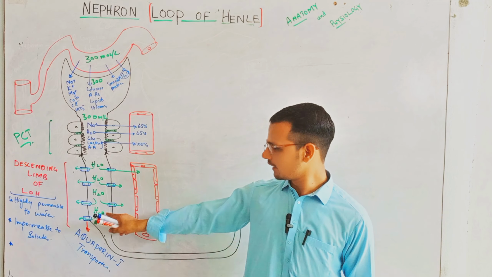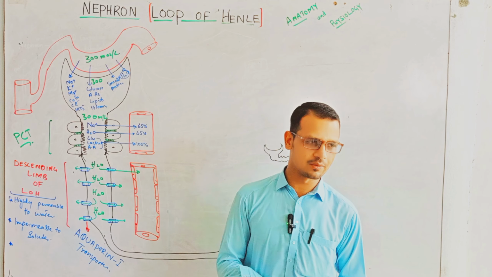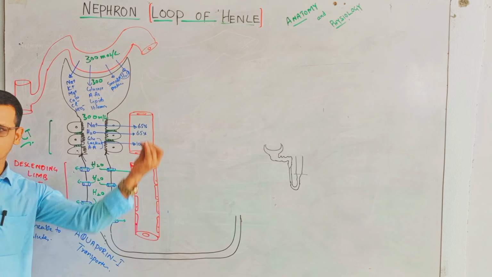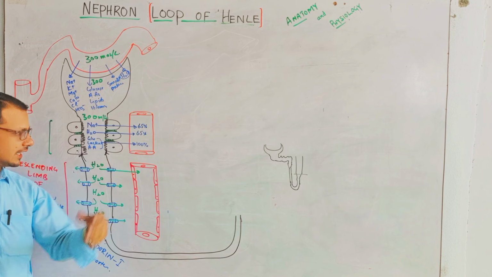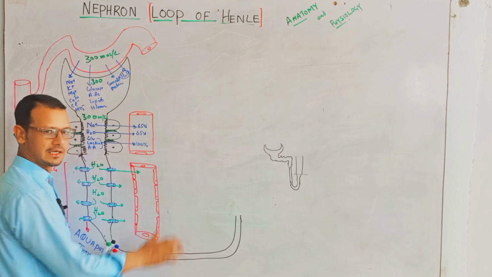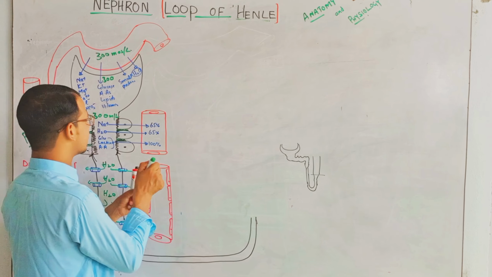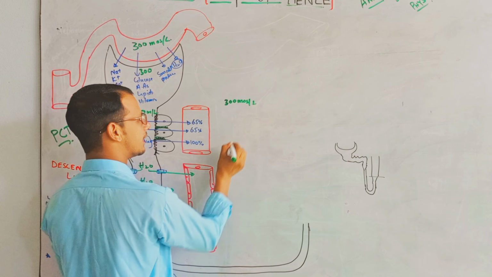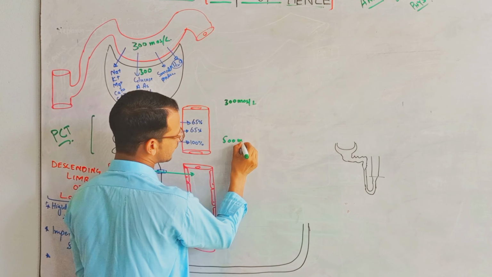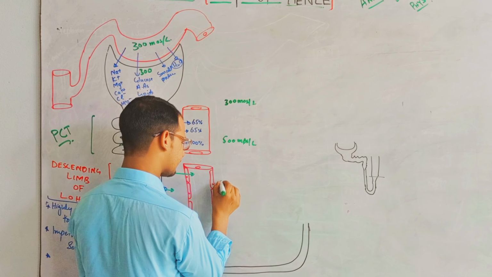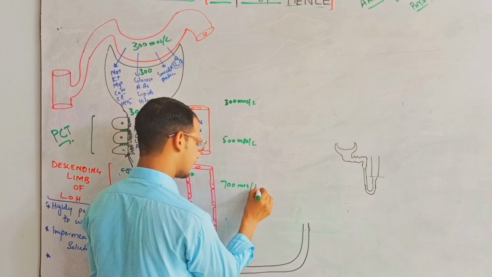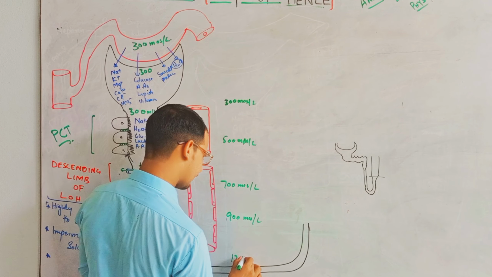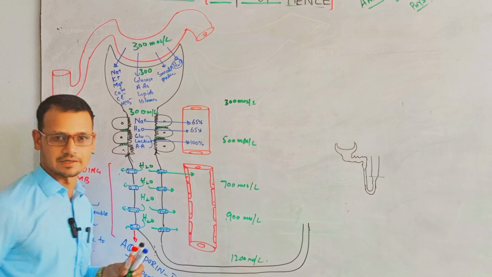If the solutes are leaving this area, there will be a problem. I have told you that when the solute concentration is increasing, osmolality will be increasing. And for example, this is the area which is dipping into the medulla. Here the osmolality is equal to 300 milliosmol per liter. Here, for example, it is 500 milliosmol per liter. Here it is, for example, 700 milliosmol per liter. Here it is, for example, 900 milliosmol per liter, and here it is 1200 milliosmol per liter.